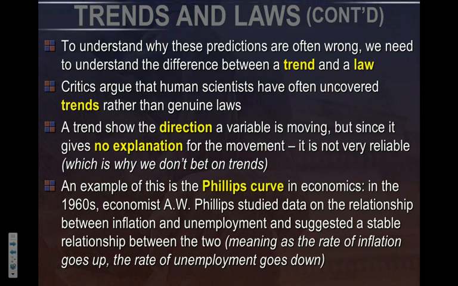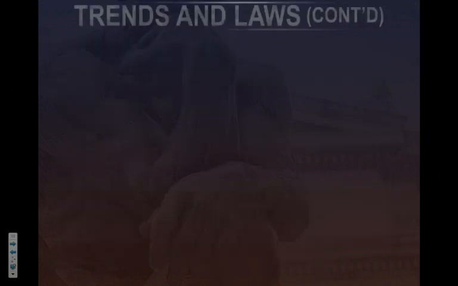Okay? So, a classic example is something called the Phillips curve in economics. Designed in the 1960s by an economist named A.W. Phillips, it studied the relationship between inflation and unemployment. Okay? And it suggested that there was a relationship between the two. Meaning, as the rate of inflation goes up, the rate of unemployment goes down. And people tended to believe in this so much that they would act on this so-called prediction.